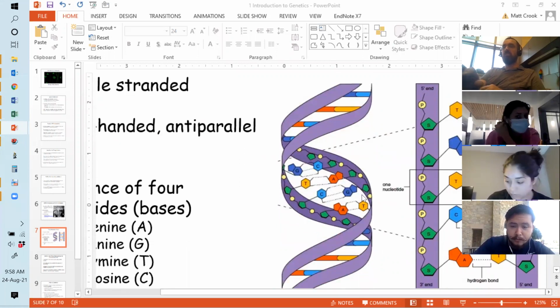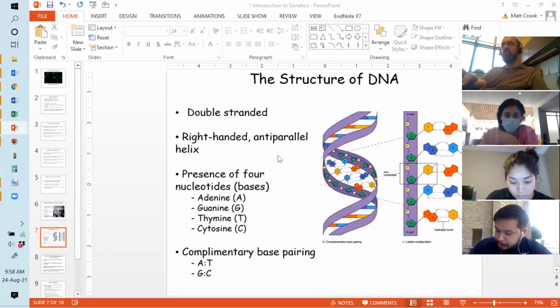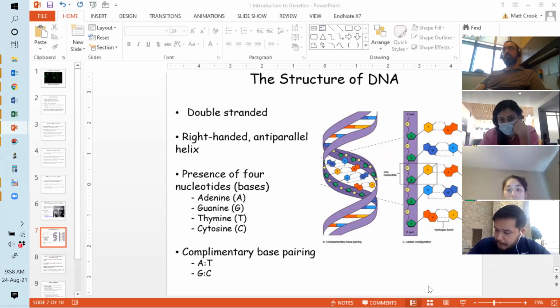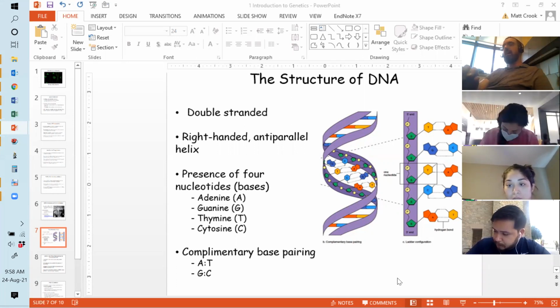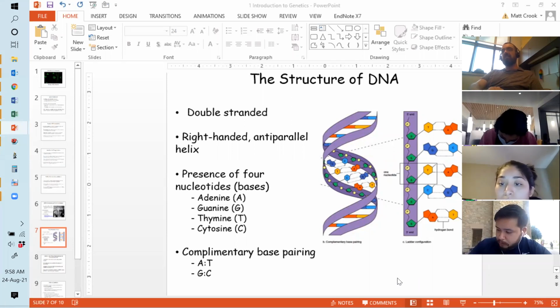Okay, here's a question for the crowd. What holds these bases together? What holds the 2 strands of DNA together? Hydrogen bonds. Yeah, exactly. Hydrogen bonds. And do they differ in number between the different pairs?